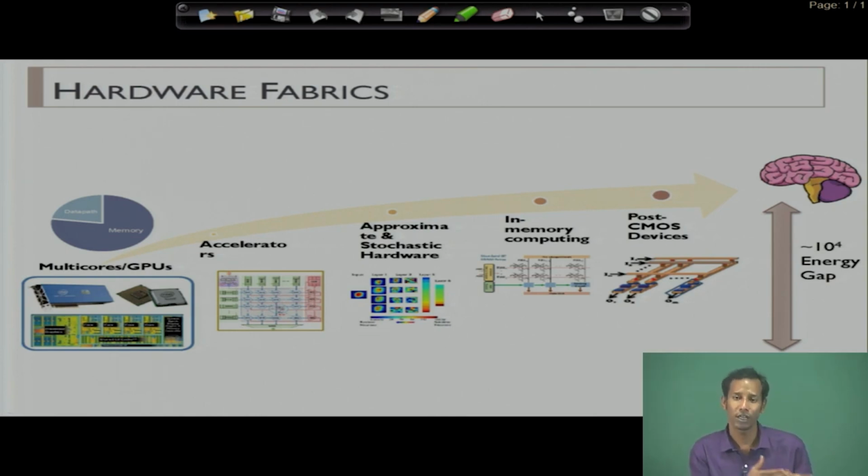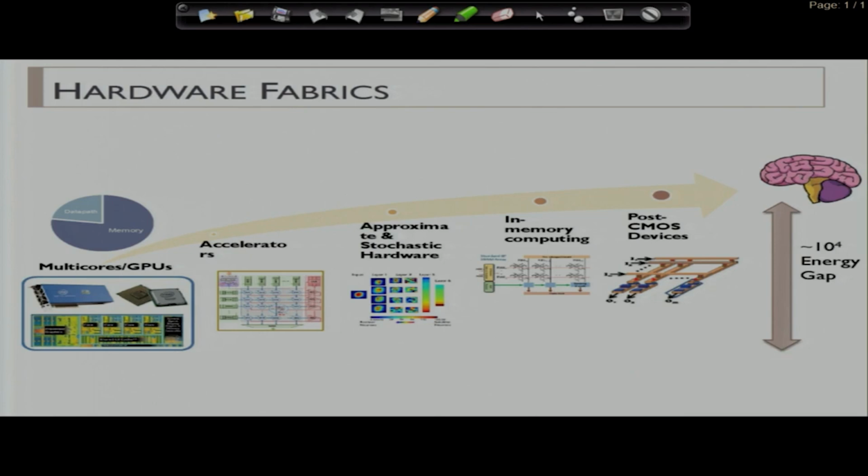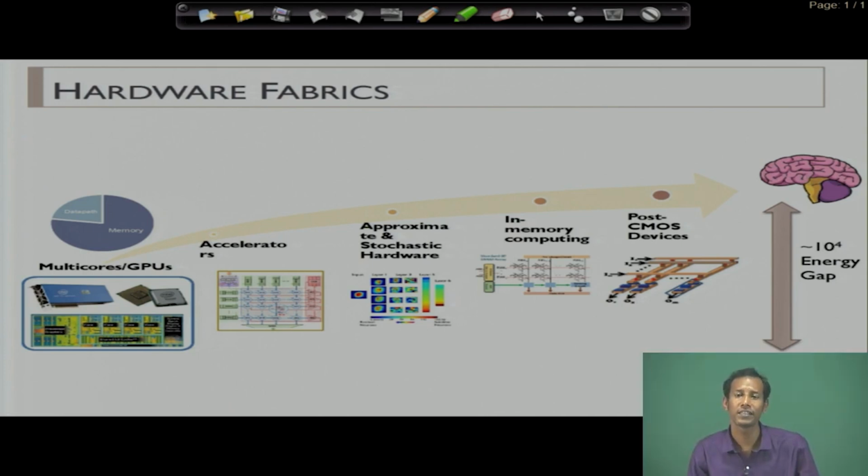Now, whatever techniques and learning we have done in this particular course, we can apply to make artificial intelligence hardware more energy efficient in future.